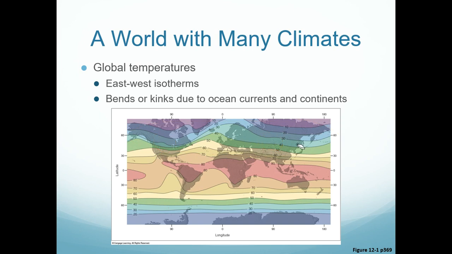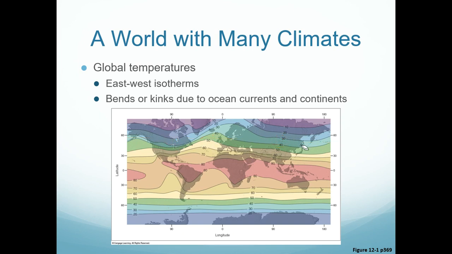Land will cool faster than water, so where at one latitude you're at about 50 degrees Celsius in the ocean, the land will cool off faster and you're down to about 35 or maybe even down to 20 like we are here in North America. So land versus water makes a huge difference as well.